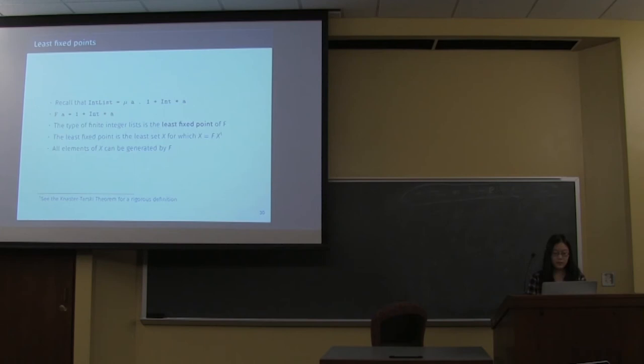Another thing to note about data is that you can generate all the elements of your data using F. So now we can talk about the symmetric notion of greatest fixed points, which are used to define codata. This is the recursive type for streams of integers, which we haven't seen before. We basically have a recursive type, which is the product of an integer and itself. And so yeah. That can't end.